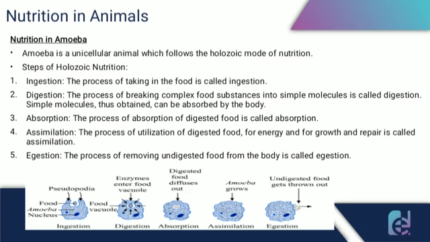In this process, the digested food is utilized for energy and for growth or repair, and this is known as assimilation. And the last step is egestion. Whatever undigested or waste materials are produced after the digestion are removed from the body, and this process is known as egestion. Here below in the diagram you can see the different steps of nutrition in amoeba.